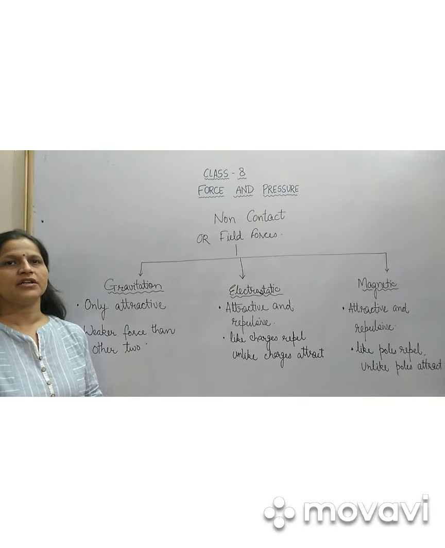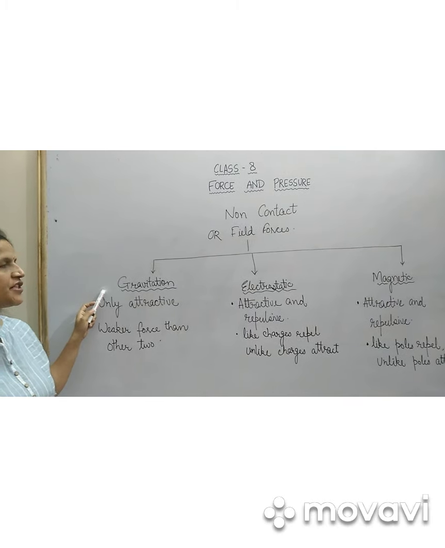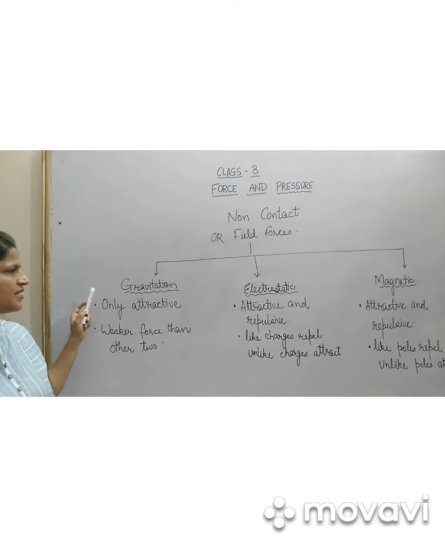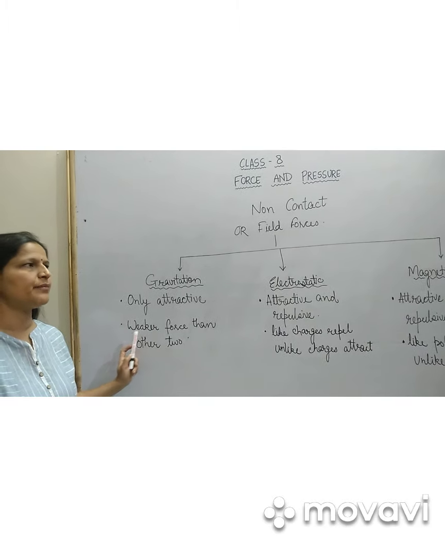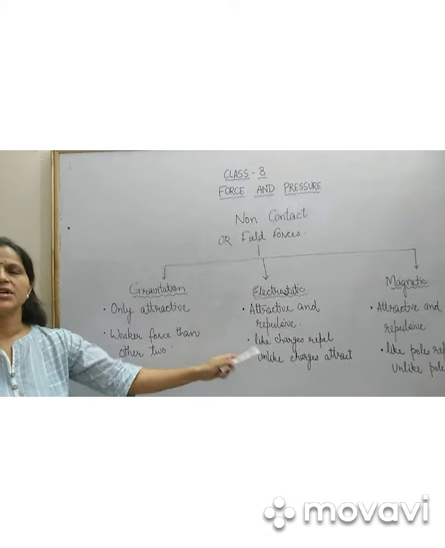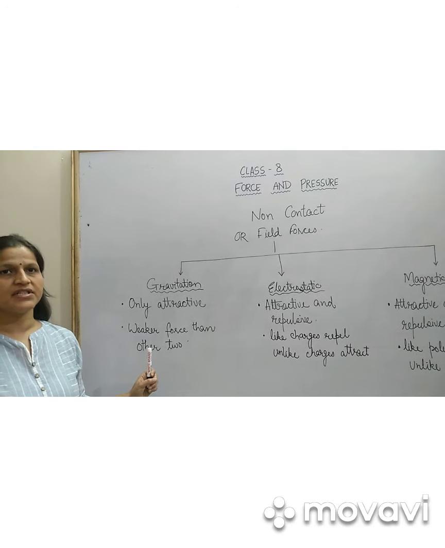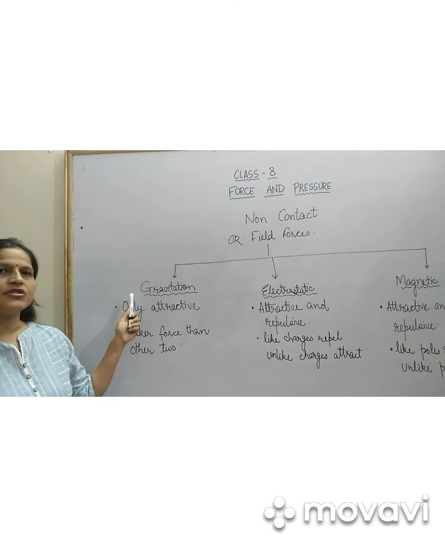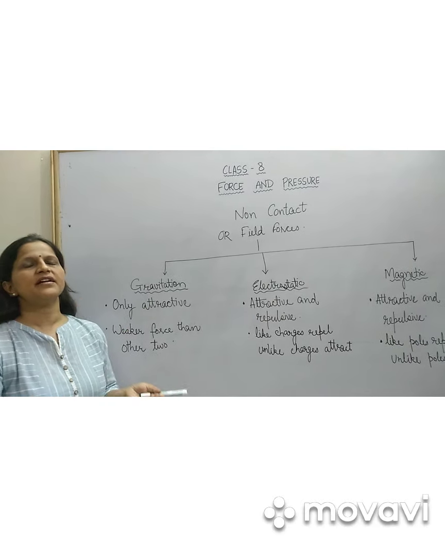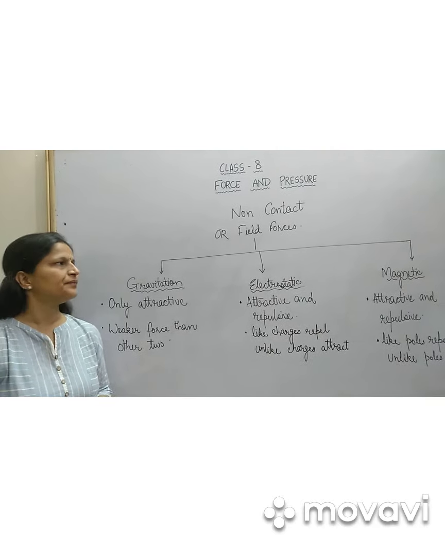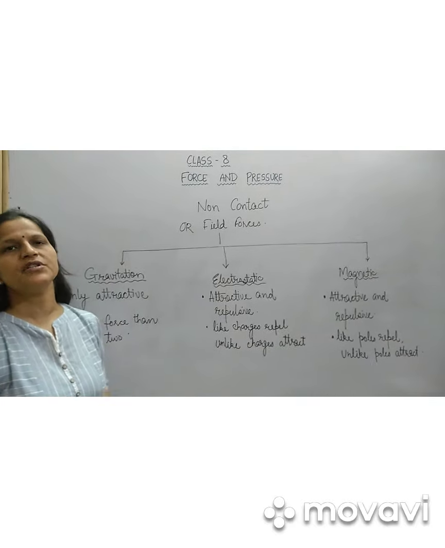So looking back on the non-contact forces, the first one that we talked about was gravitation, which appears due to the mass of the objects, and it is always attractive in nature, and it is a weaker force as compared to electrostatic and magnetic force. But remember, it is the force which binds the entire universe. Along with that, the force of gravitation between us and the earth, or any object and the earth, is also known as gravity.